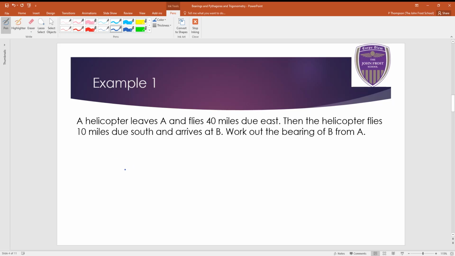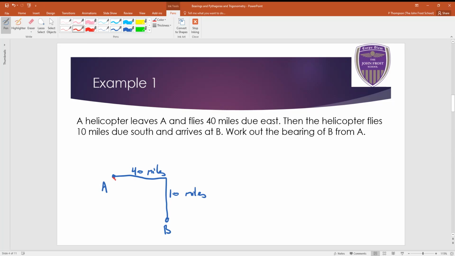Okay, welcome back. So my picture, a helicopter leaves A and flies 40 miles due east. Remember, east on the map is to the right. That should be a straight line, sorry, but it's hard on this screen. Then it flies 10 miles south. So that's down. So 40 miles here, 10 miles here, and it arrives at B. Okay, so B is here. Work out the bearing of B from A.